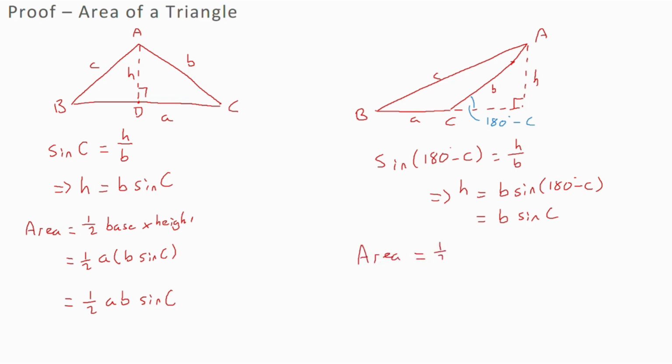The area is equal to a half times the base, which is A, times the height, which is B sine C. And there we have it. It is half AB sine C again. So in both cases of what our triangle might look like, we get the result is a half AB sine C.